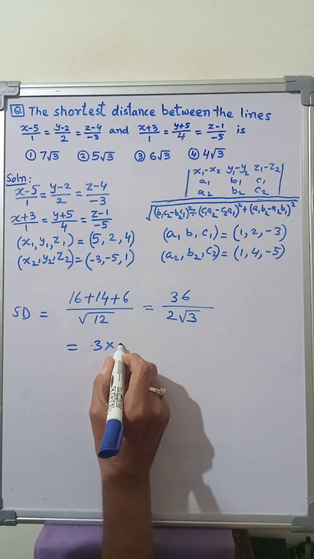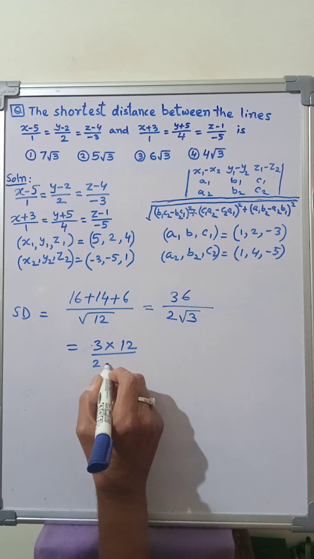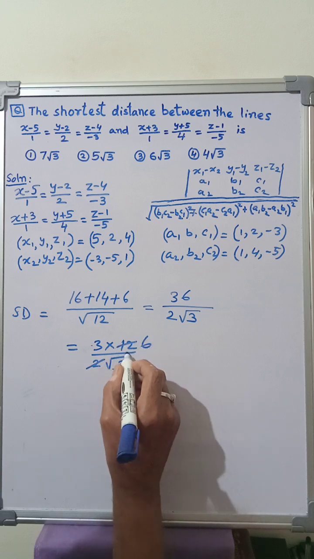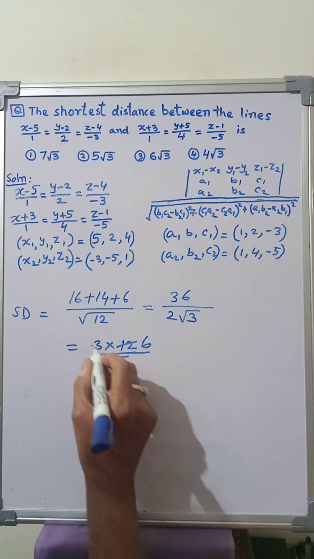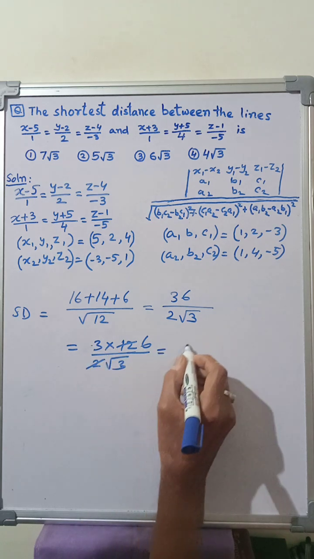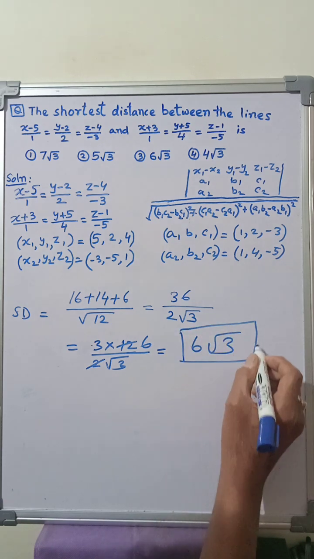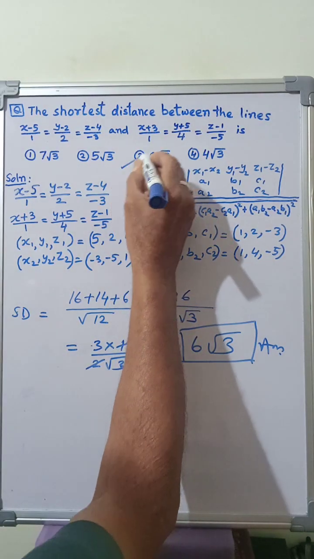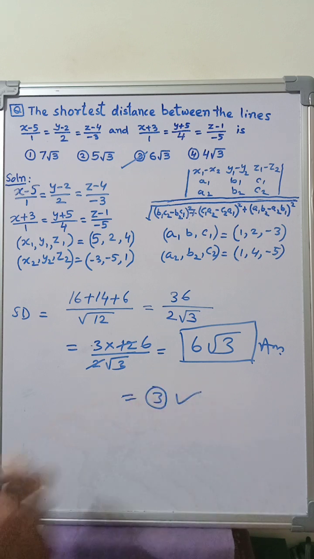So we have 36 divided by 2 root 3. So 2 cancels with 36 as 18, and root 3, 3 by root 3 is equal to root 3. So this is the answer to the question. Therefore the correct option is 3. This completes the answer to the question. Thanks for watching.